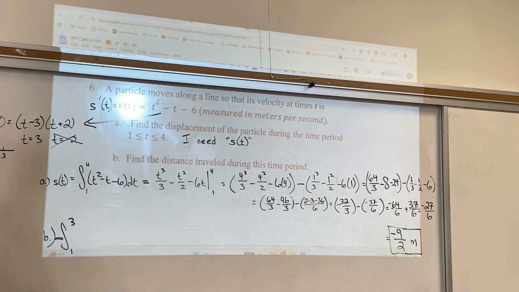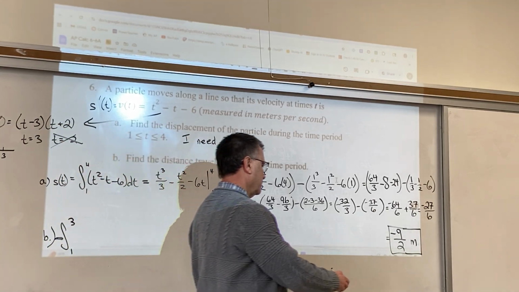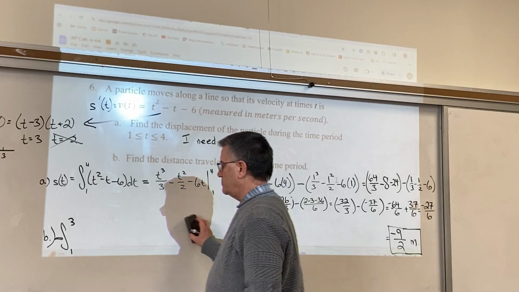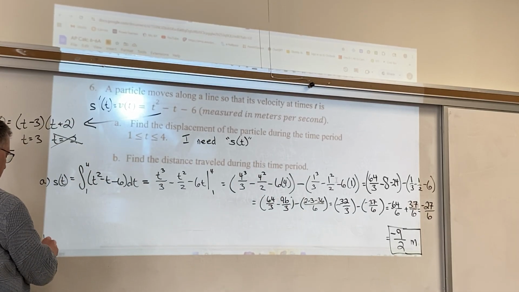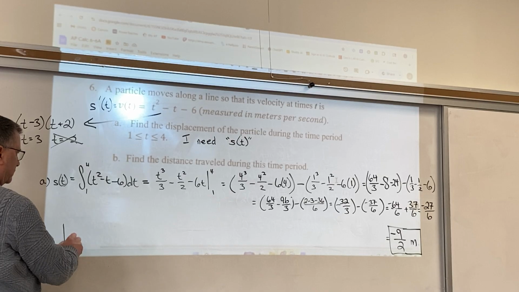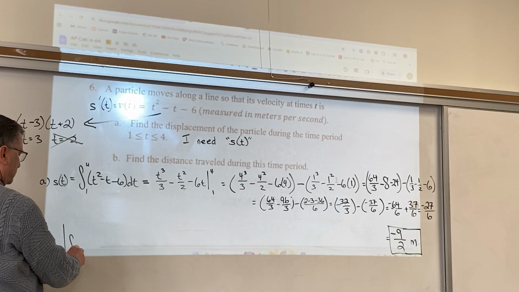Well, actually, you know what I can do? Absolute value. Yeah, absolutely. We could say, let's just absolute value this thing. I was just gonna make it the opposite sign, because I knew it was gonna be negative. But yeah, we can absolute value, from 1 to 3 of that equation.